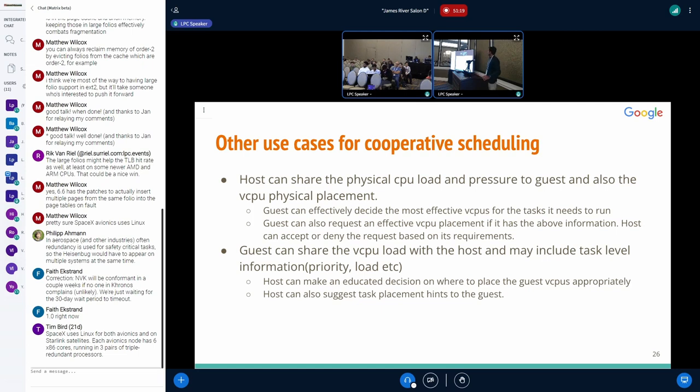Okay, now let's come back to the generic case. So this was a very specific case of boosting the priority to reduce latency. But this idea of cooperative scheduling can be extended. We have a lot of use cases that could benefit from this idea, where the host can share information with the guest and the guest can share information with the host. A couple of things that we have identified: one is the host can share the physical CPU load, pressure, placement, etc. And then based on this data, the guest can decide where to run what. Similarly, the guest can share its information with the host, and the host can decide where to place the vCPUs based on that.